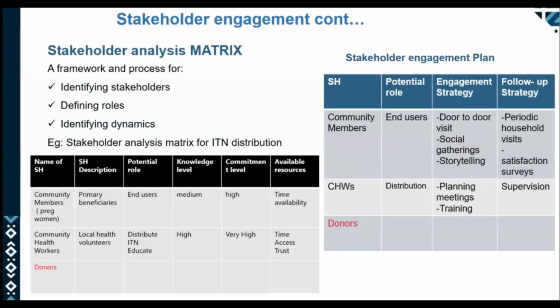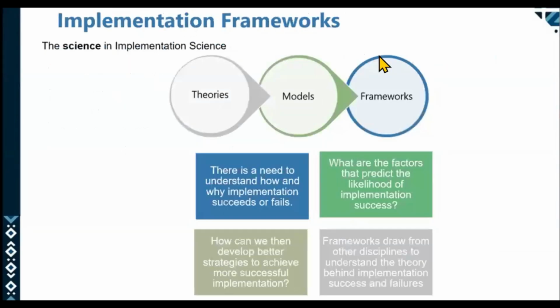And you also come up with a follow-up strategy and periodic household visits, satisfaction surveys, where you get them to tell you how they feel using the mosquito net. And also we're going to compete for the donors and any other stakeholder that we think can be engaged in our project. So we cannot talk about implementation science without talking about theories, models, and frameworks.